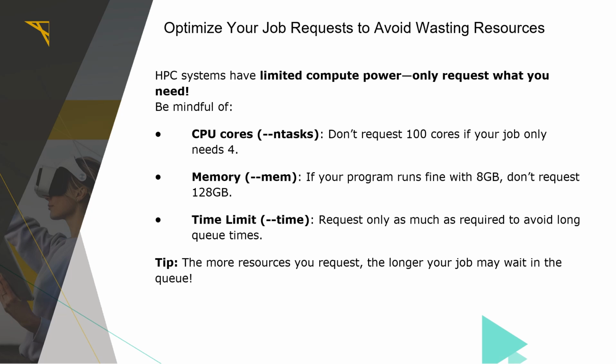So I think we should have maybe a session where we can look at a job and then determine how long this will take, what we typically need, and how you can calculate that. If your program would run with 8 gig just fine in terms of memory, don't request 128 gig. This would waste resources, and HPC systems actually have limited compute power, so only request what you need. The more compute resources you request, the longer your jobs might wait in the queue. So only request what you need.